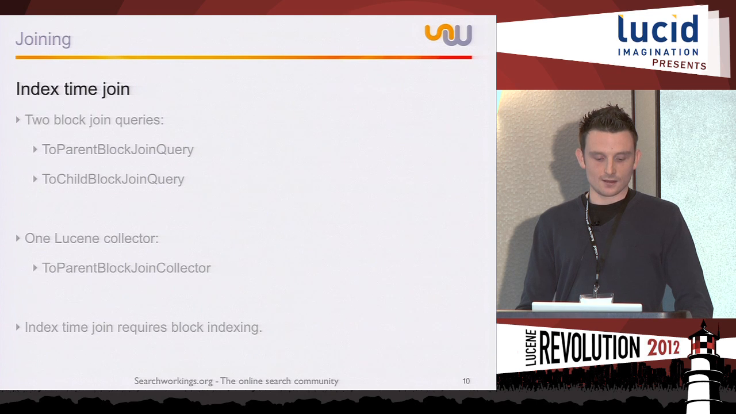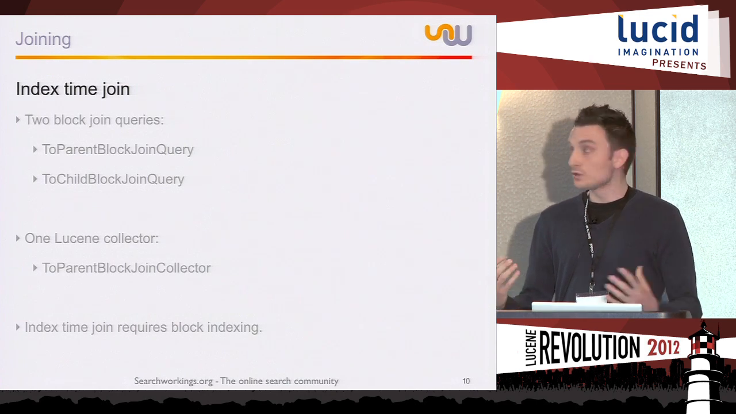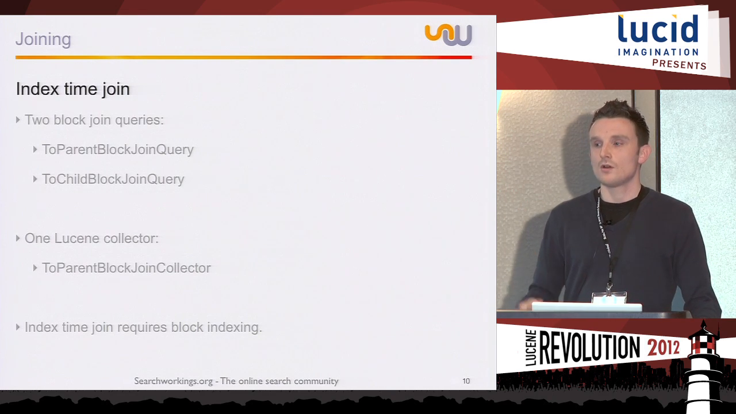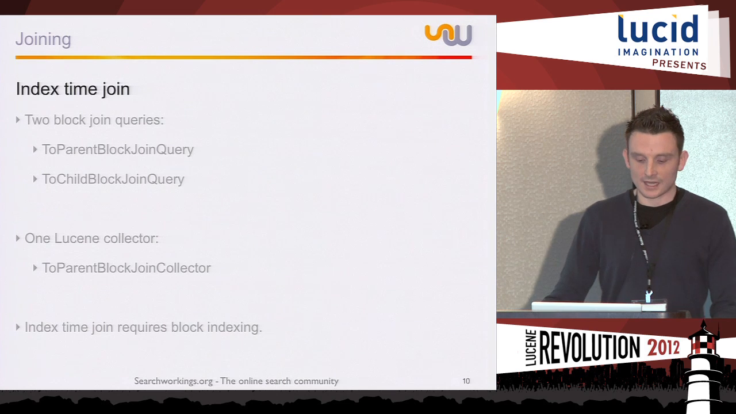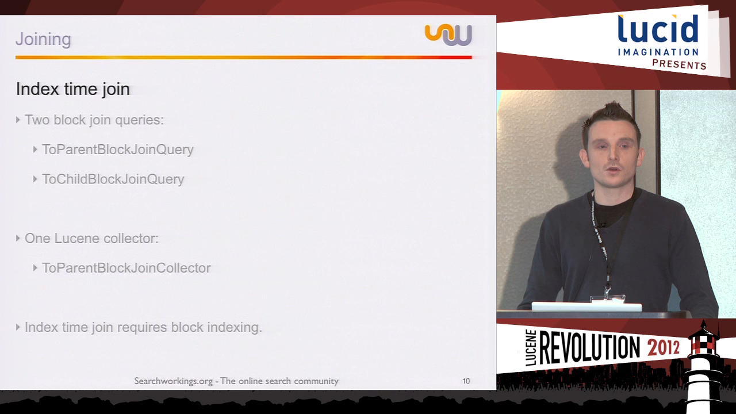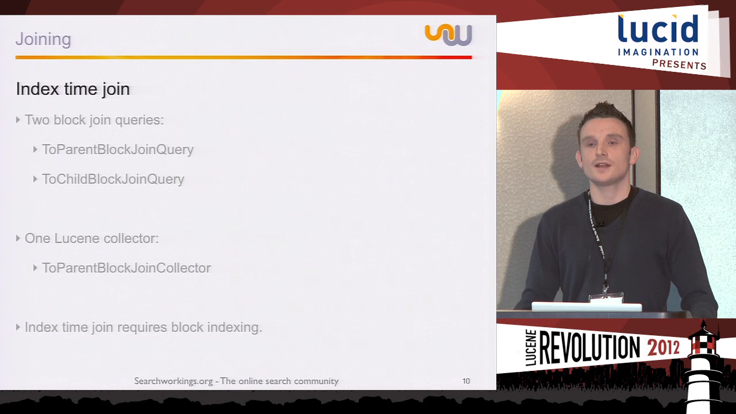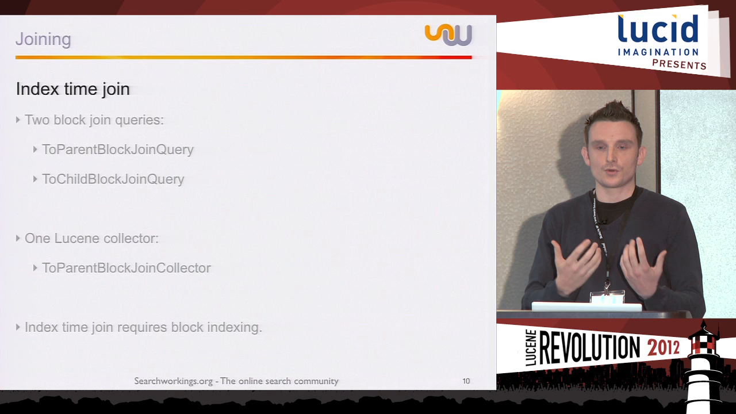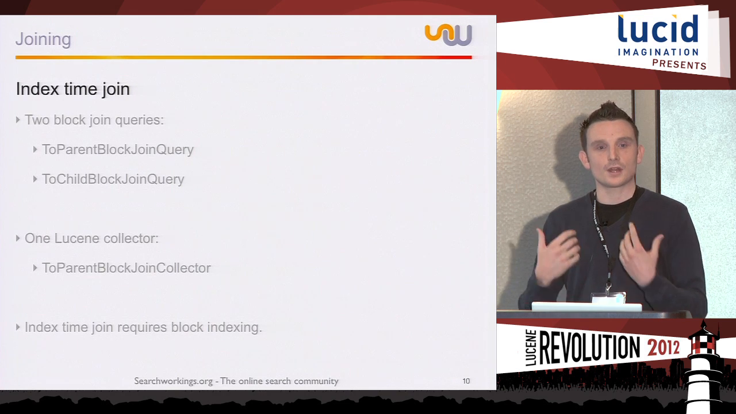There is also a Lucene collector. When you're using these queries, you either get back the parents or the children as a result. But the ToParentBlockJoinCollector allows you to basically get the parent-child relation as a hit. So getting, for example, the product with the most relevant product item as a result.